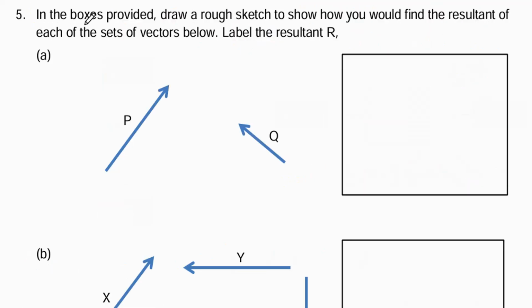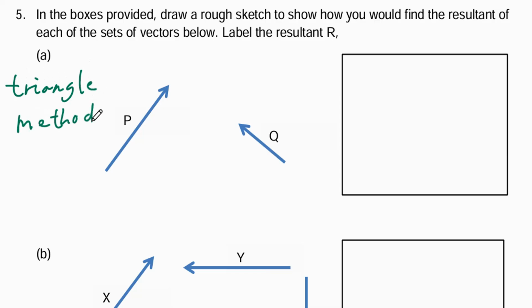In question 5 it says, in the boxes provided, draw a rough sketch to show how you would find the resultant of each of the sets of vectors below. Label the resultant R. Let's look at A. So here we have two vectors that are neither in the opposite direction nor in the same direction. In this case, we can always use the triangle method to find the resultant with.